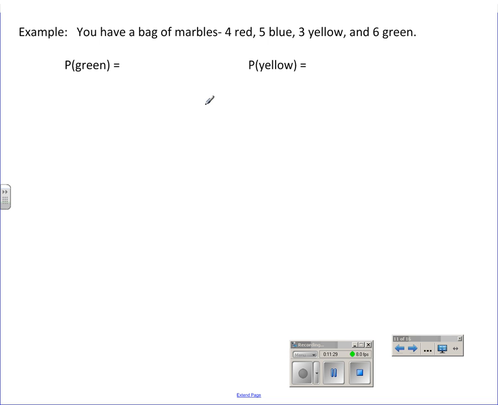All right, let's look at this example. You have a bag of marbles, 4 red, 5 blue, 3 yellow, 6 green. What's the probability of getting a green? Well, there's 6 greens out of, let's add these up, 9, 12, plus 6 is 18 total marbles. So my probability is 6/18, or I can simplify that to 1/3. What's the probability of getting a yellow? Well, there's 3 yellows out of 18 marbles. So my theoretical probability, simplified, is 1/6.